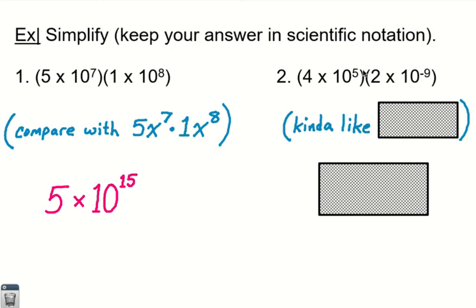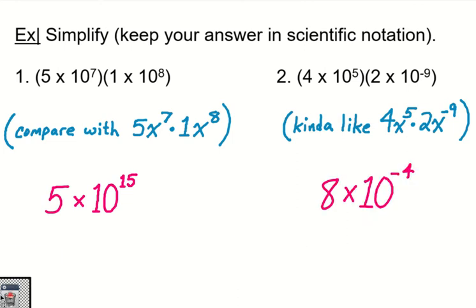Same thing over here. This is kind of like when you're doing 4 times 10 to the 5th times 2 times 10 to the negative 9th. Again, you could just treat it like this 10 was a base of x. It's the same thing. So what we're going to do is essentially 4 times 2 to get 8. And then we're going to take this part times that part, and we're going to add the powers. What's 5 plus negative 9? Negative 4. So the final answer here is 8 times 10 to the negative 4th.